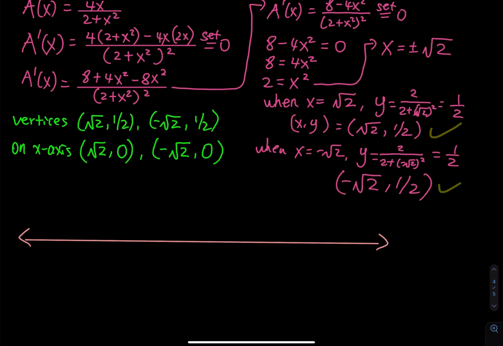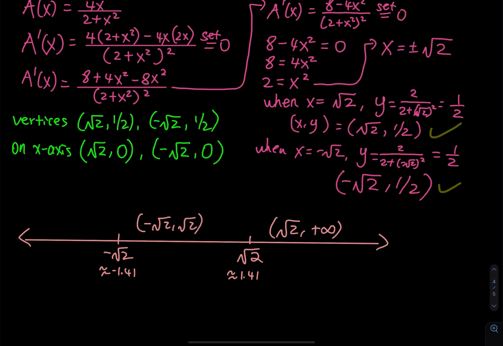Do we need to use a 0? I don't think we need to use a 0, because 0 is not a critical number. So we have negative root 2 and positive root 2. I need to prove that at these two points there is a maximum. This one is approximately 1.41, and this is negative 1.41. So this one I will just do from root 2 to positive infinity, this one negative root 2 to root 2, and this one from negative infinity to negative root 2, but that is not important.